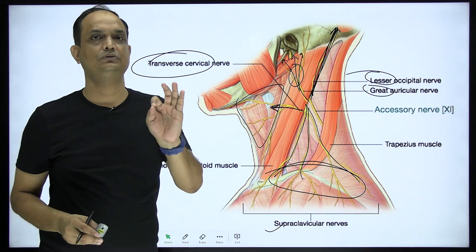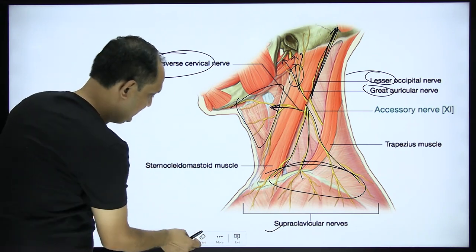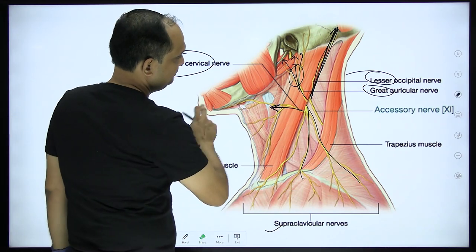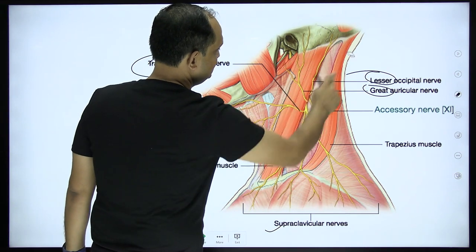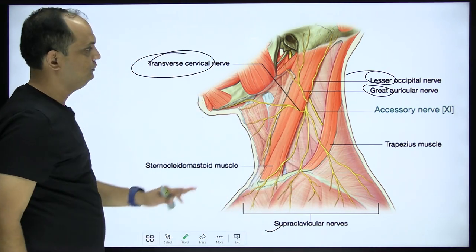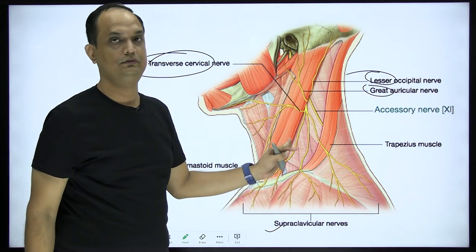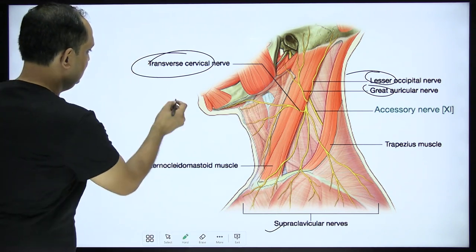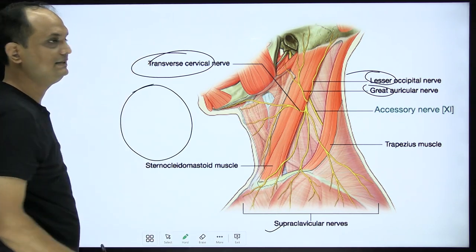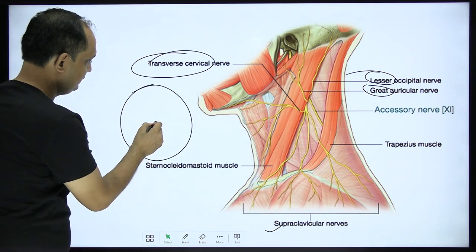This question is asked so many times. What is being asked here? You have this diagram and in this diagram you have to label the nerves. So, to remember this, we have the clockwise system. This is the center of the clock.